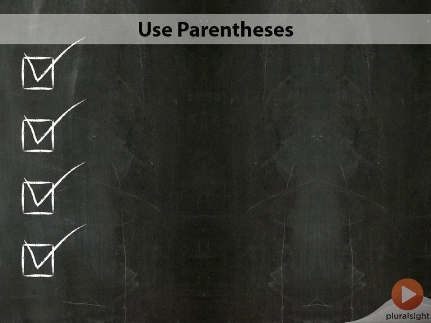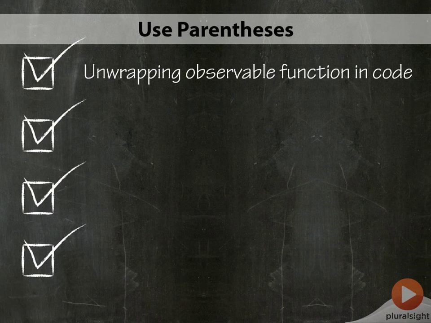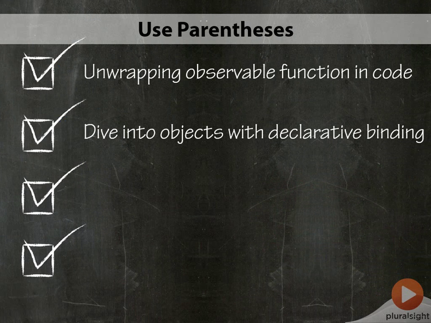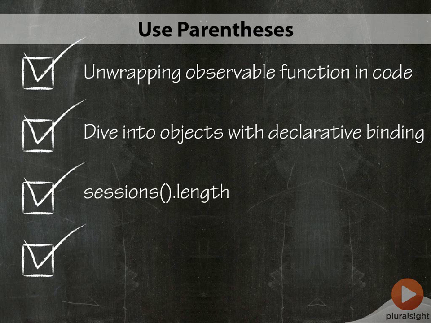So you might be thinking, wow, I've got a lot of parentheses I've got to remember. The key to remembering when to use parentheses is whenever you're unwrapping an observable function in code, you want to make sure you use parentheses. And unwrapping is when you're actually taking the observable and getting the value out of it. You're unwrapping the function. You also want to use parens whenever you're diving into objects with declarative data binding. So inside your HTML, if you have something like this where it's sessions.length, you want to make sure you use parentheses on the sessions object because that is actually an observable array.